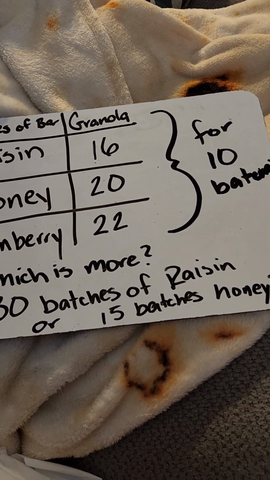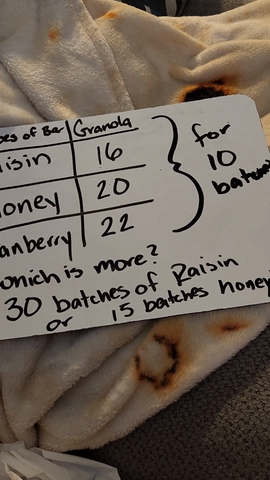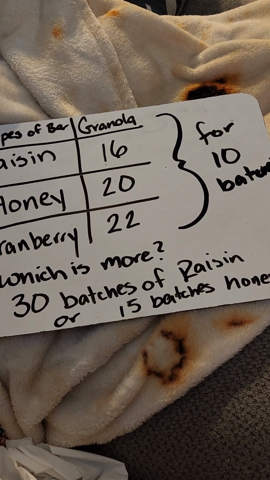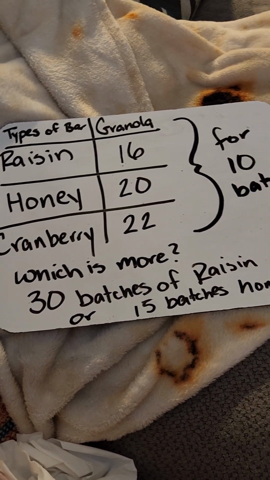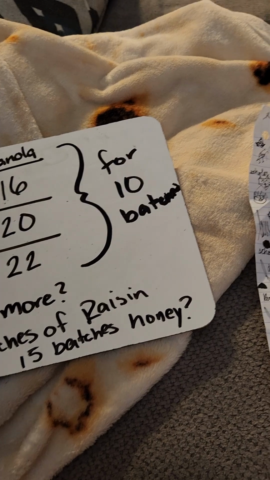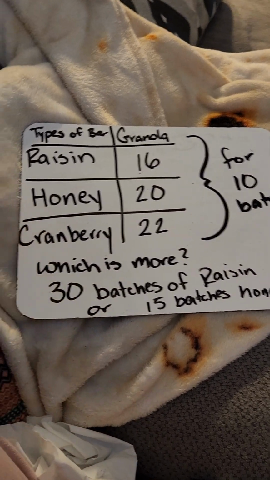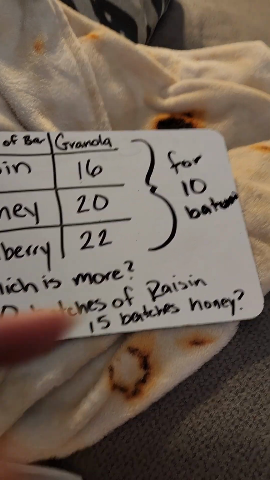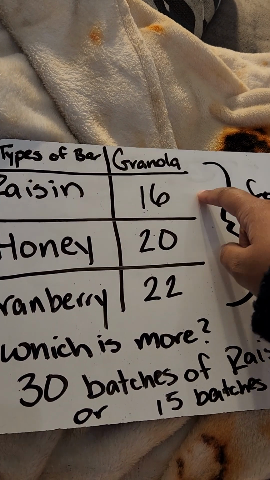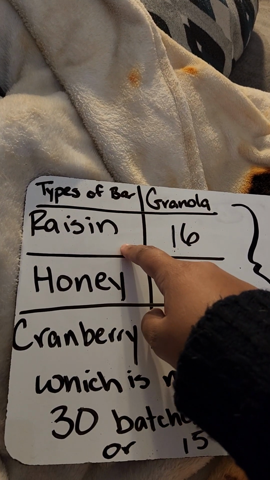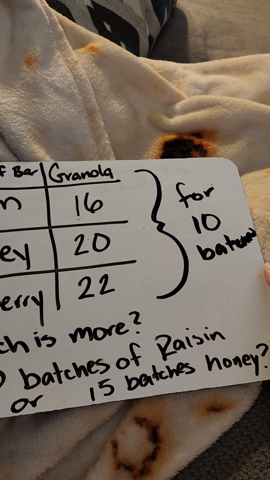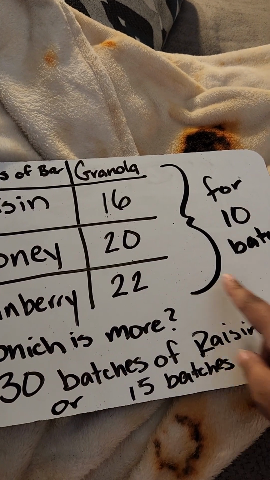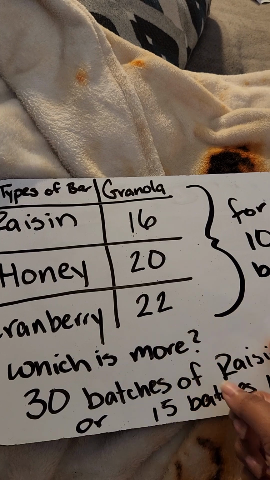The question reads something like, Mike says that the bakery has more granola to make 30 batches of... Nope, sorry. I'm rereading it from what I wrote, and it's not great. But basically, we're trying to figure out which is more, 30 batches of the raisin nut or 15 batches of the honey almond. So again, this is about cups of granola. For every 10 batches of raisin bars, you need 16 cups of granola. For honey almond, for every 10 batches, you need 20 cups of granola, and so on and so forth.